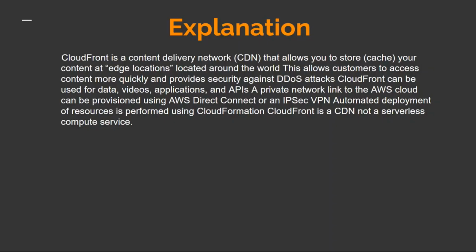Explanation. CloudFront is a content delivery network, CDN, that allows you to cache your content at edge locations located around the world. This allows customers to access content more quickly and provides security against DDoS attacks. CloudFront can be used for data, videos, applications, and API. A private network linked to the AWS cloud can be provisioned using AWS Direct Connect or an IPsec VPN. Automated deployment of resources is performed using CloudFormation. CloudFront is a CDN, not a serverless compute service.